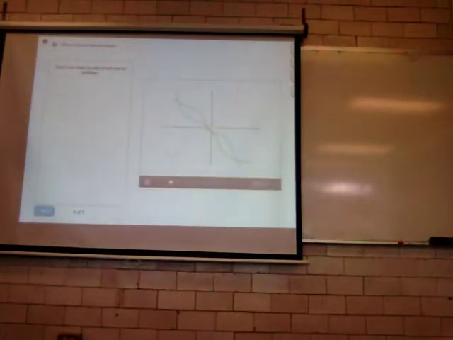Great job. That one was tricky. But sure enough, the blue curve is a reflection of the green curve across the line y equals x. Now it's time for you to try inverting your own functions.